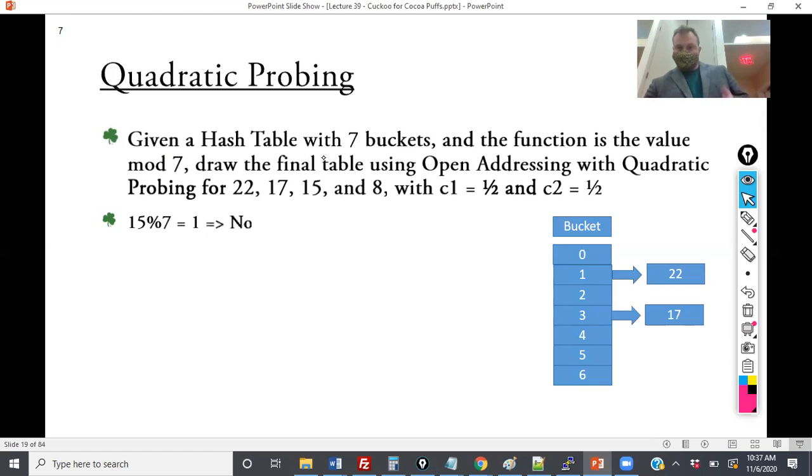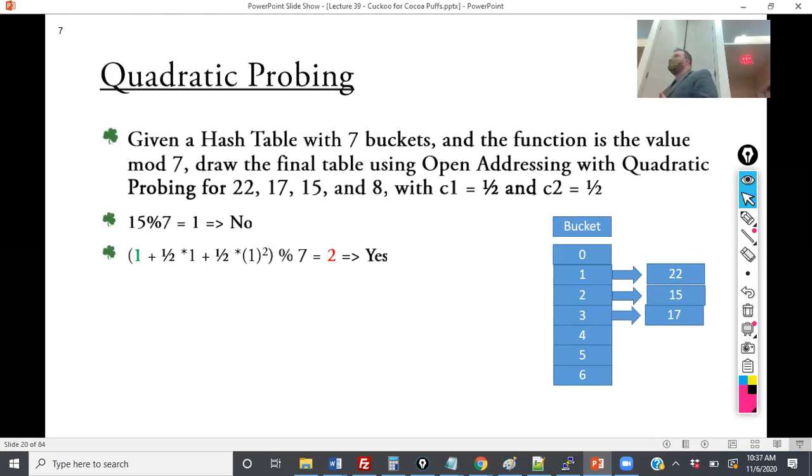Very good. Absolutely right. So we see in the chat that Tiani has come up with the exact same answer. So that is exactly right. So we have 1 plus 1/2 times 1, so that's the first iteration, plus 1/2 times 1 squared, which we mod 7, and that gives us 2. All right, so now let's do 8. What should we do with 8?